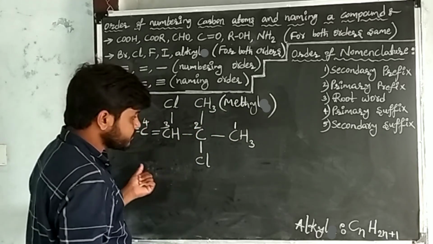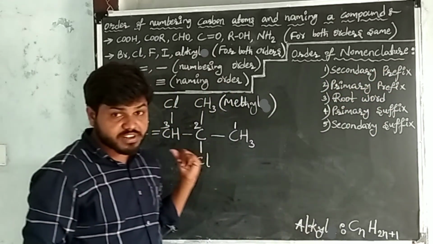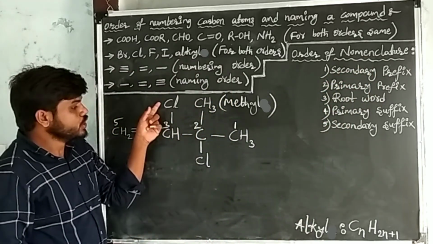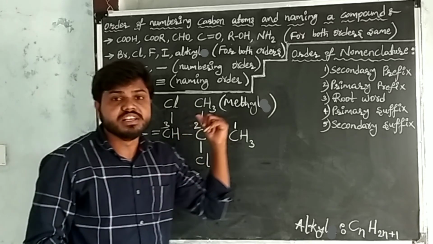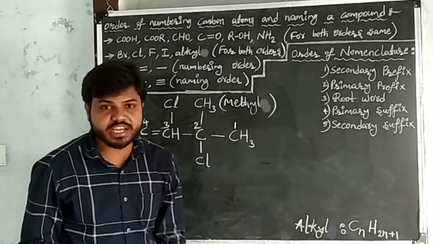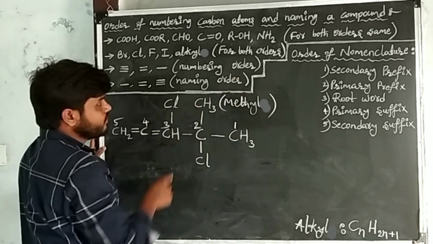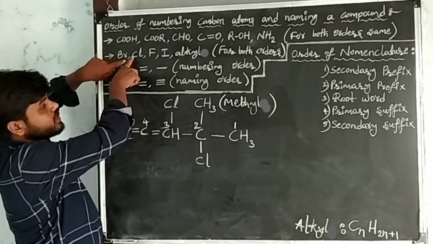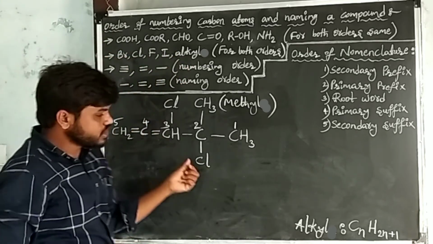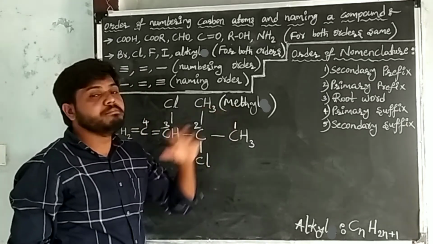Now after writing numbers, first write the secondary prefixes. Here the secondary prefixes are 2 chlorines and 1 methyl. From these two types of secondary prefixes, first write the chlorine. The ordering of naming is also the same: chlorine we should write first, then the alkyl group. First complete the chlorine prefix. After completion of the chlorine prefix, go to the methyl prefix.